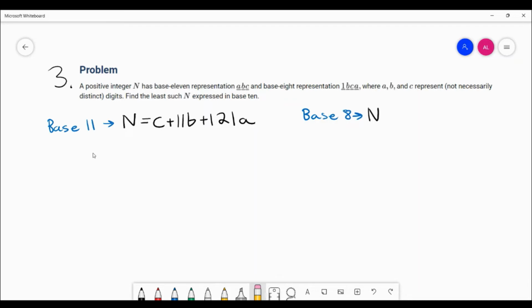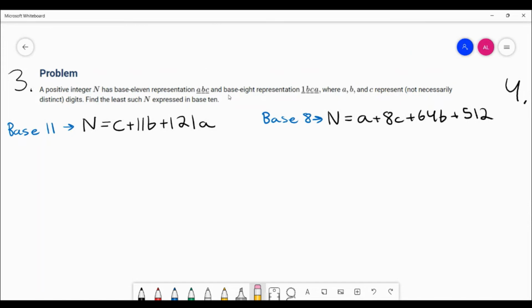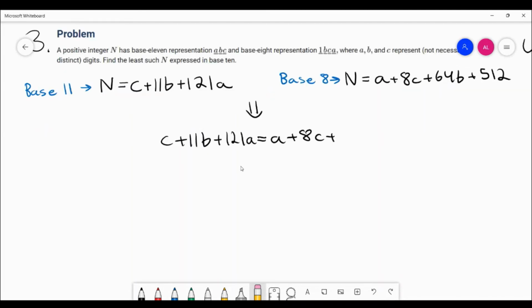And then in base 8, its representation is a plus 8c plus 64b plus 512, right? These are all powers of 8. I mean, if it says that the base 10 representation would be 1 BCA, that means that n equals a plus 10c plus 100b plus 1000. But we just have base 8. So now we can equate them.